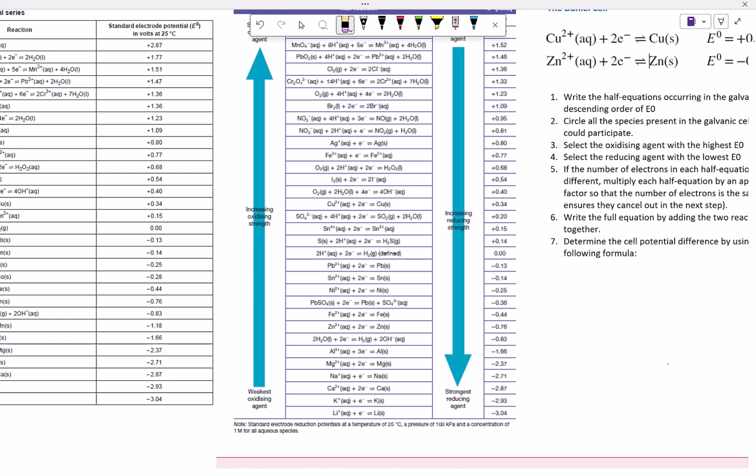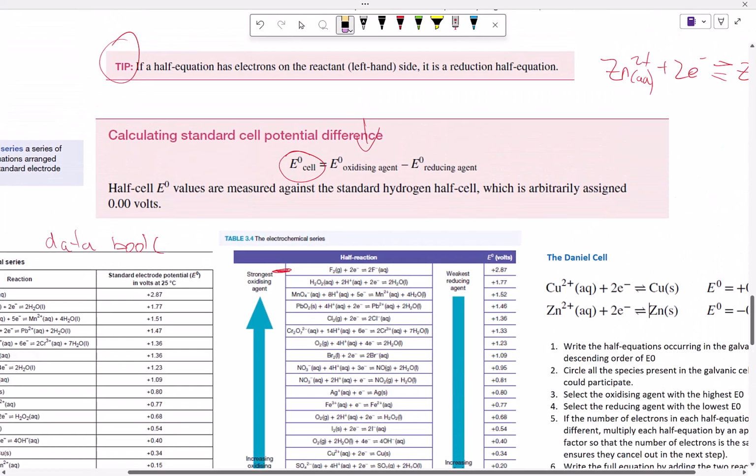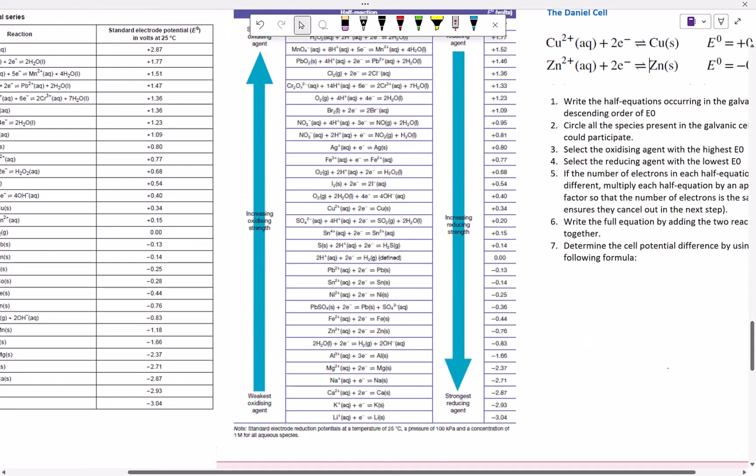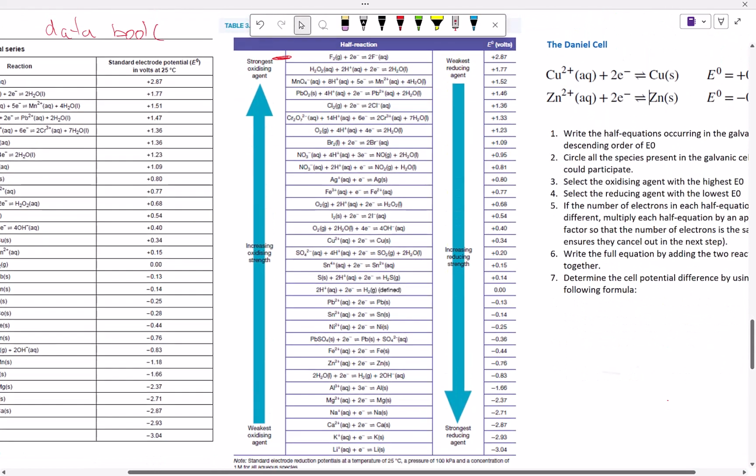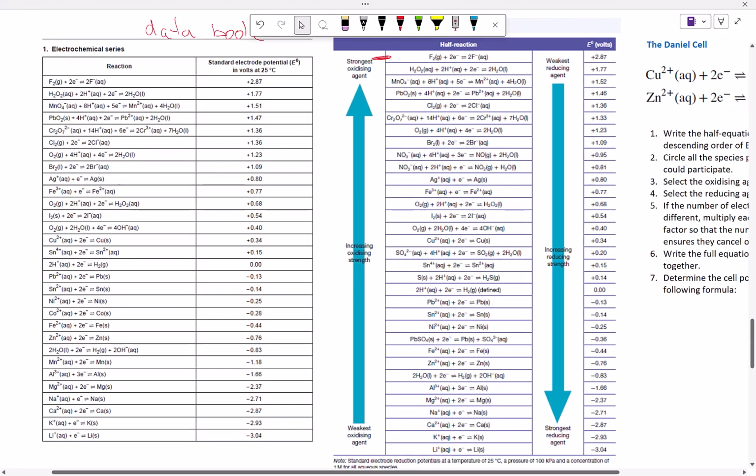So let's quickly have a look back at this. Data booklet, always use a data booklet. But the book example is useful for the visual of this, as in strongest oxidizing agent, strongest reducing agent. It's good to have that picture in there as a memory.